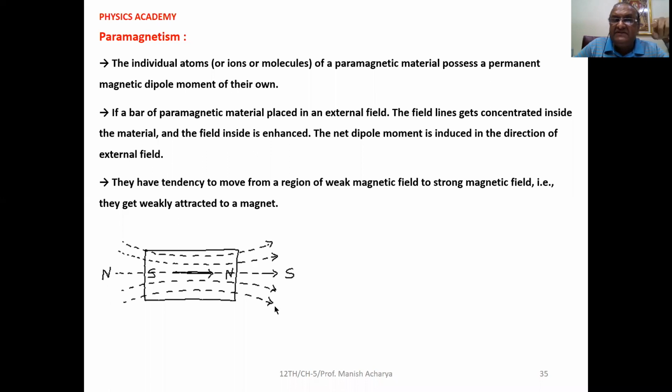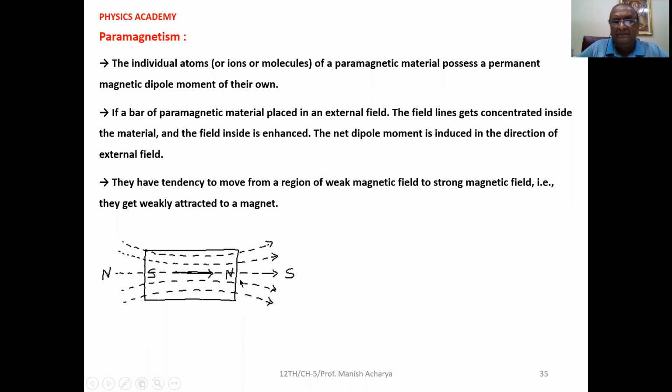But as soon as we place it in the external magnetic field, all the dipole moments will try to align themselves in the direction of that external field. So inside the sample, the magnetic field developed will be in the direction of the external field. Therefore, inside the substance, the magnetic field becomes stronger. It implies that we can say the field lines are concentrated inside the material.